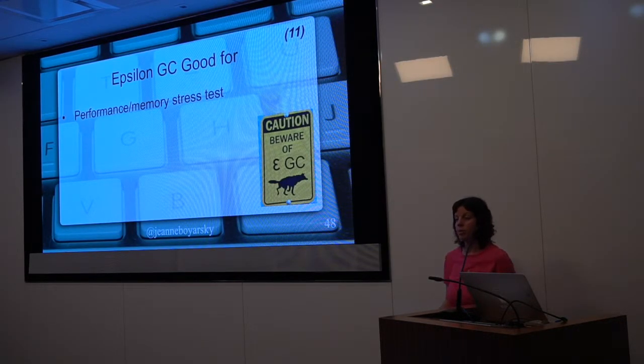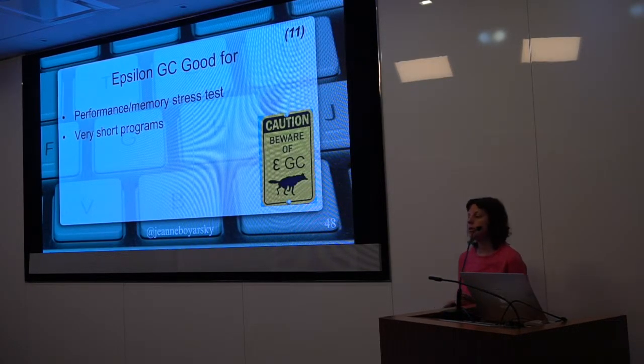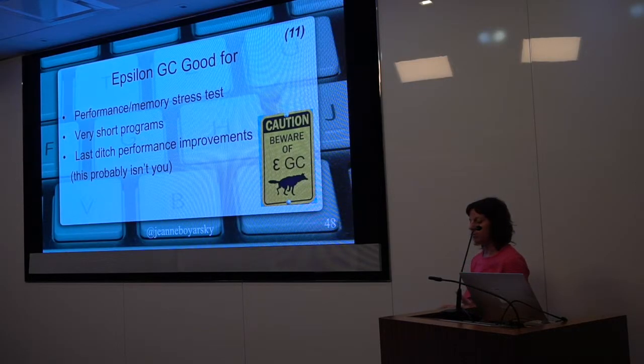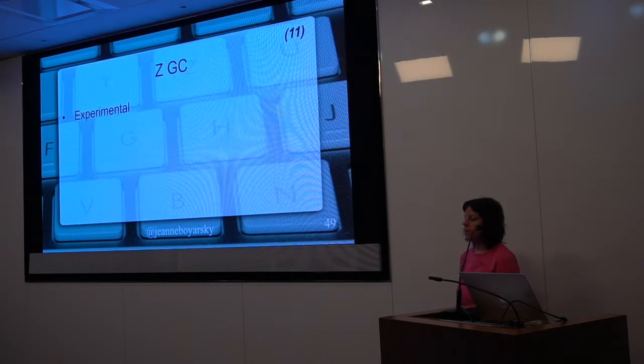Using the Epsilon garbage collector greatly expedites the process because you get the garbage collector out of the way. Another one is for very short performance critical programs. Like we're always hearing about Goldman has some things where they're trying to eke every teeny bit of performance. If you can guarantee that your program is going to complete before it runs out of memory, you don't need the garbage collector. And the last one is last-ditch performance improvements. It probably isn't you unless you're Goldman, and maybe it is you. But it's probably not most of us.